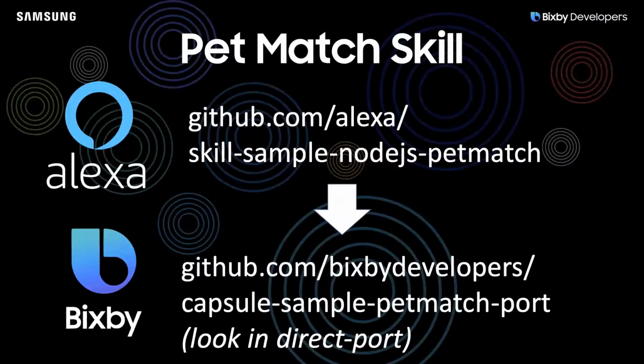Let's get started. So what skill did I decide to port over? The pet match skill. I have the GitHub repo up there for the Alexa version of pet match, and then I have the repo for the port over to Bixby. Notice you have to look in the direct port directory. Soon I will have added a Bixby enhanced version of pet match to a different directory.